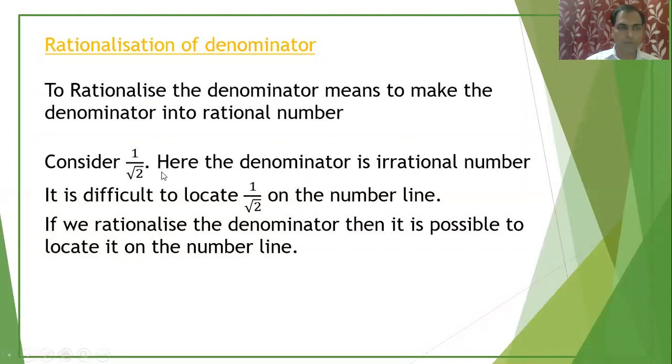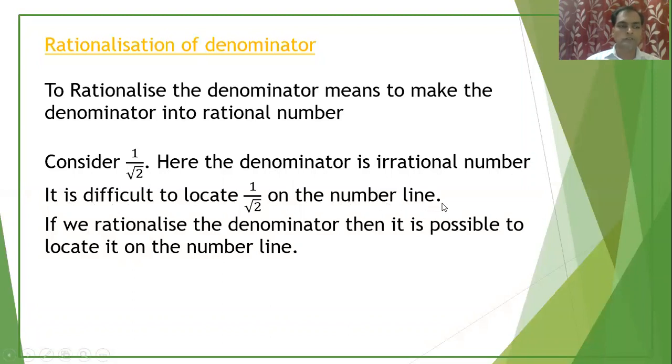Consider 1 upon root 2. Here the denominator is an irrational number. As discussed, this is the example 1 upon root 2, and we know that root 2 is an irrational number. That is, the denominator is an irrational number. It is difficult to locate 1 upon root 2 on the number line.